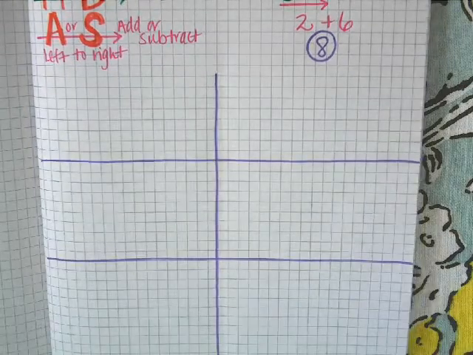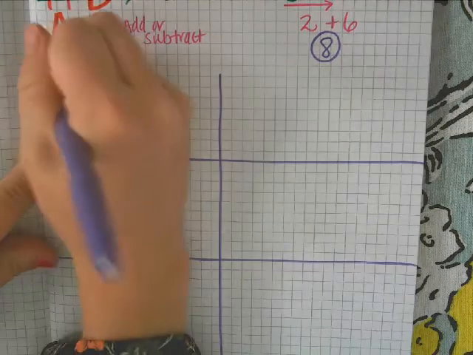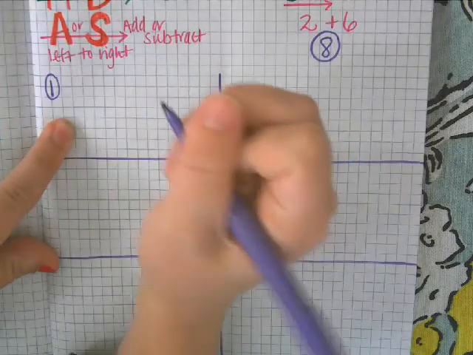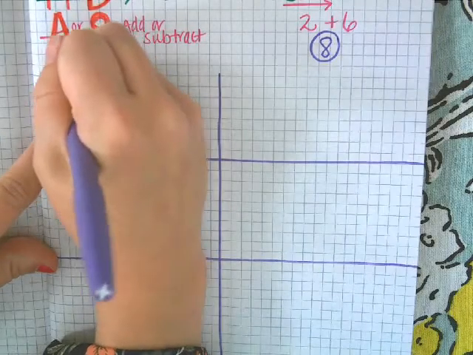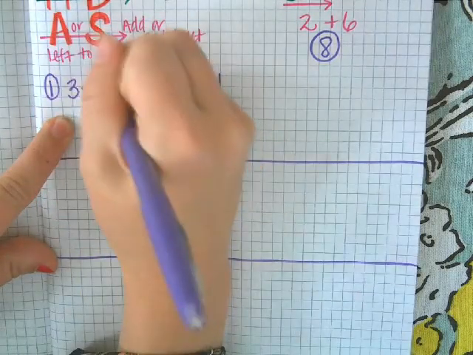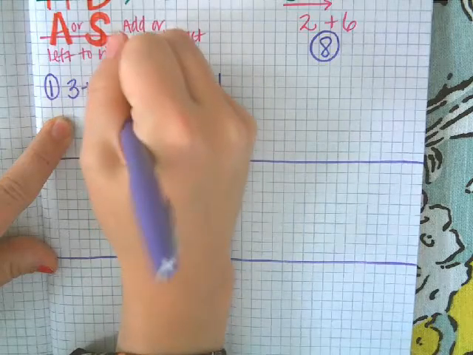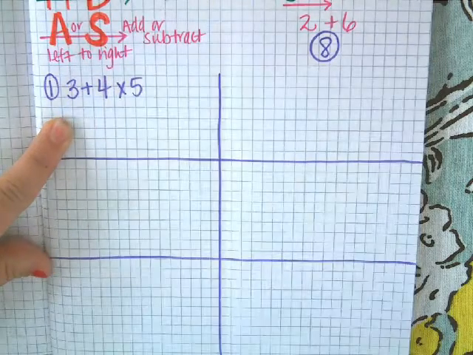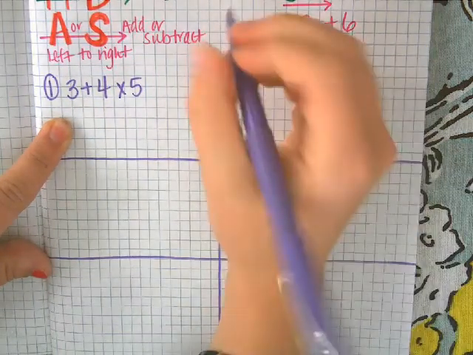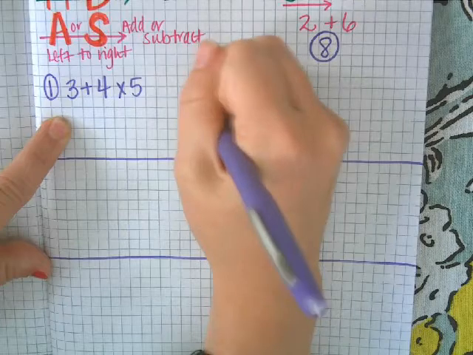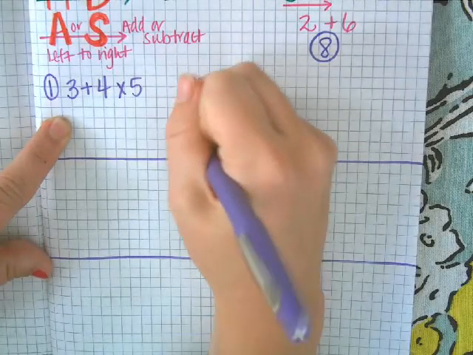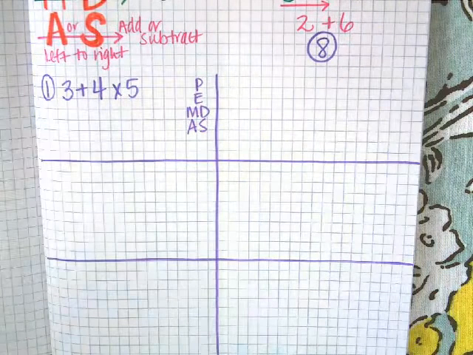Now that we have 6 boxes set up, I'm going to start writing number 1, and you're going to solve it on your own. The problem is 3 plus 4 times 5. Be sure to follow the order of operations. It's okay to write it again over to the side and use it as a checklist as you go.